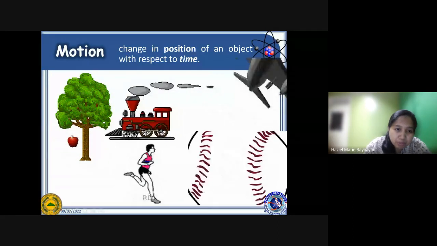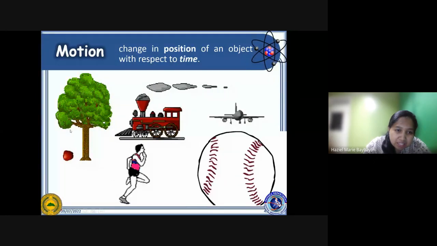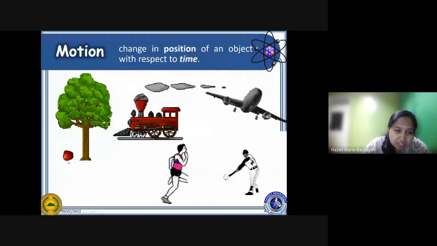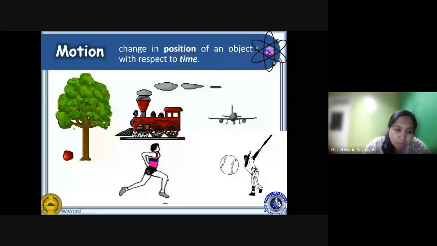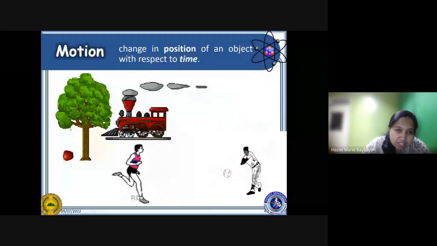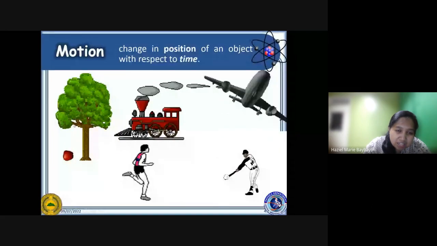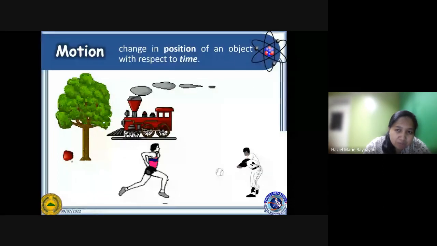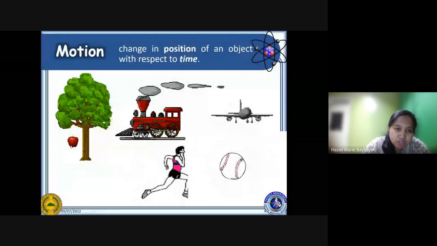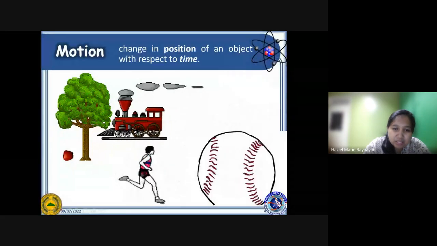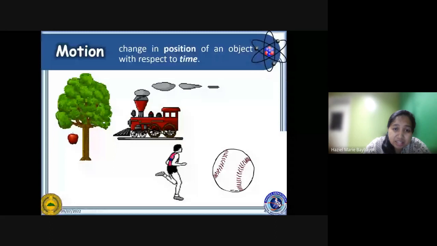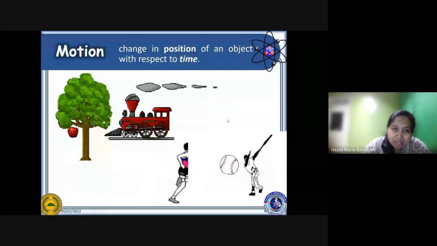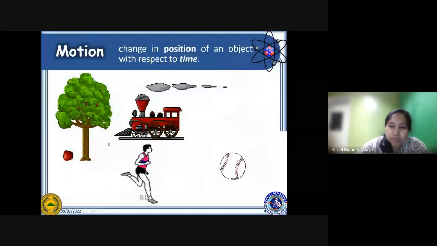So, say for example, this tree. Makita ninyo yung cursor? Okay, so this tree here, this fruit here falls off from the tree. So we can define an initial position diri sa punuan, and then diri sa ground man yung final position. Okay, so it changes position with respect to time. The same with this runner here, and then kining a train diri this baseball, and then katong airplane. Okay, so these are examples of moving object.